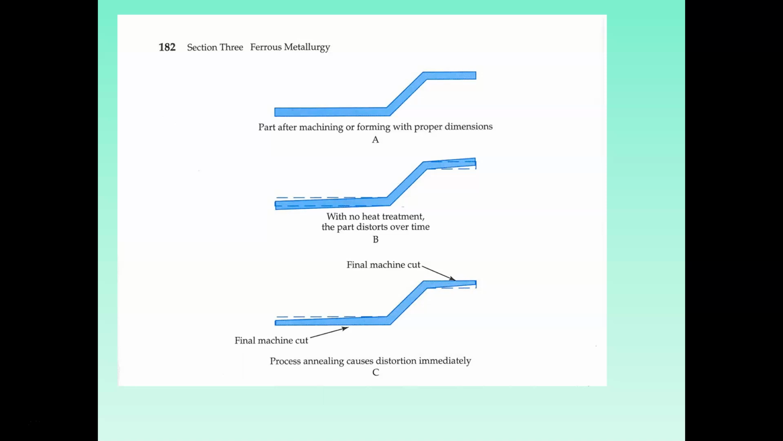If you look at A, after machining or forming, the part appears to be holding at its proper dimensions. But after a long period of time, perhaps weeks, just like what you saw in the previous video, internal stresses may cause the part to distort. Process annealing the part after machining or forming will relieve internal stresses. Some distortion will be eliminated and the rest of the distortion will take place immediately. A thin final machine cut will remove the effects of this final distortion.